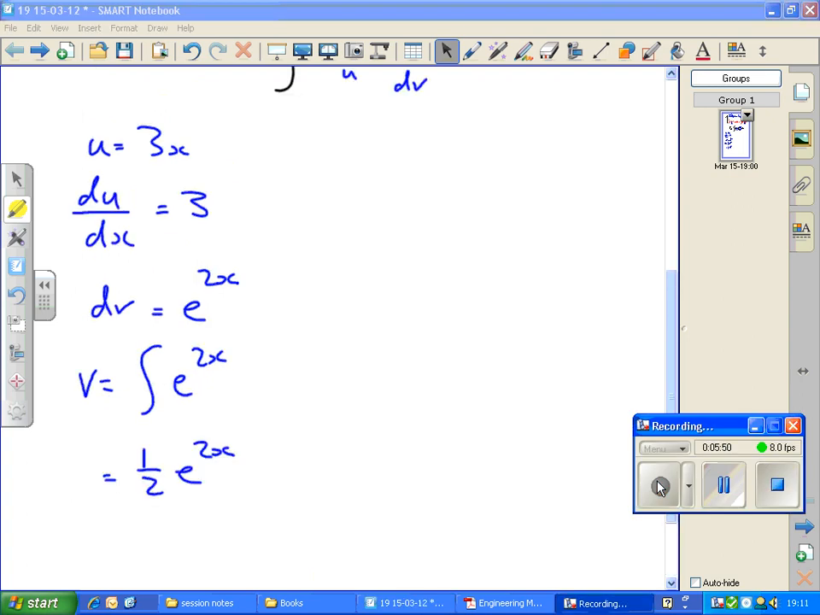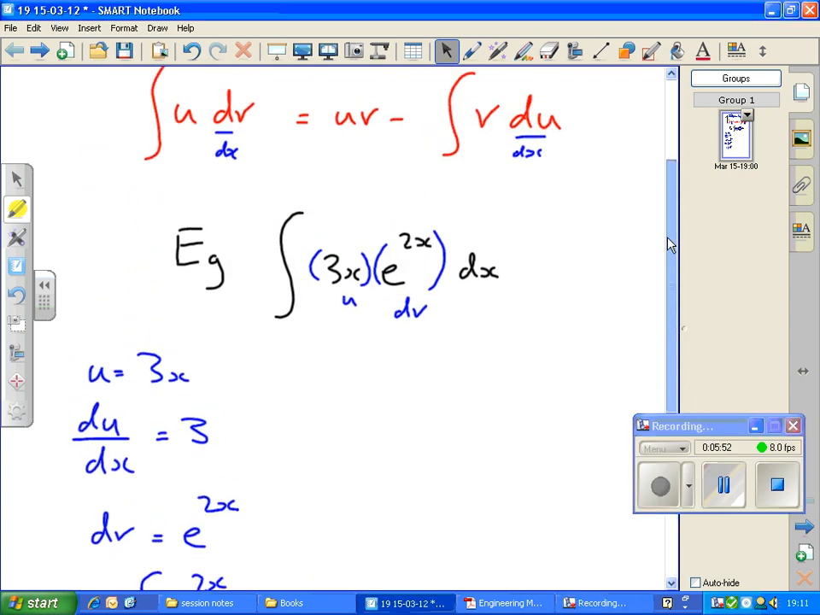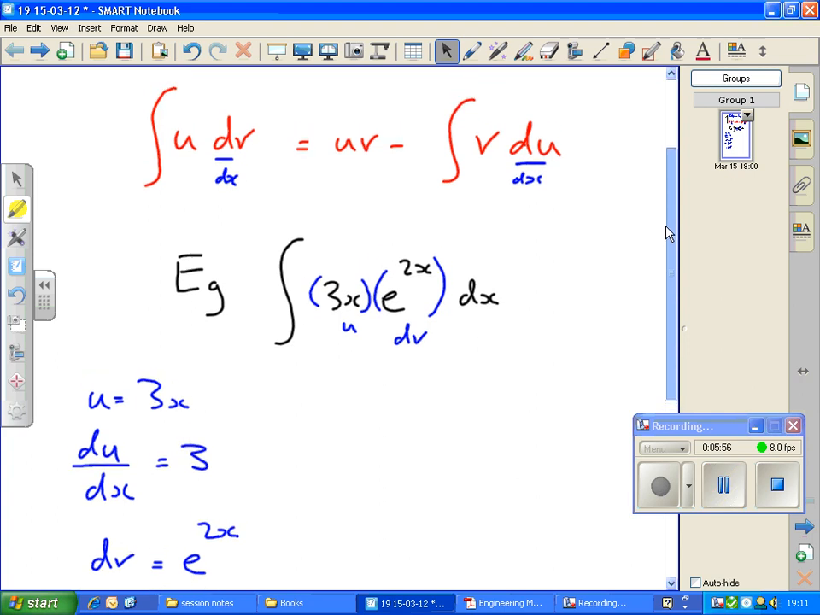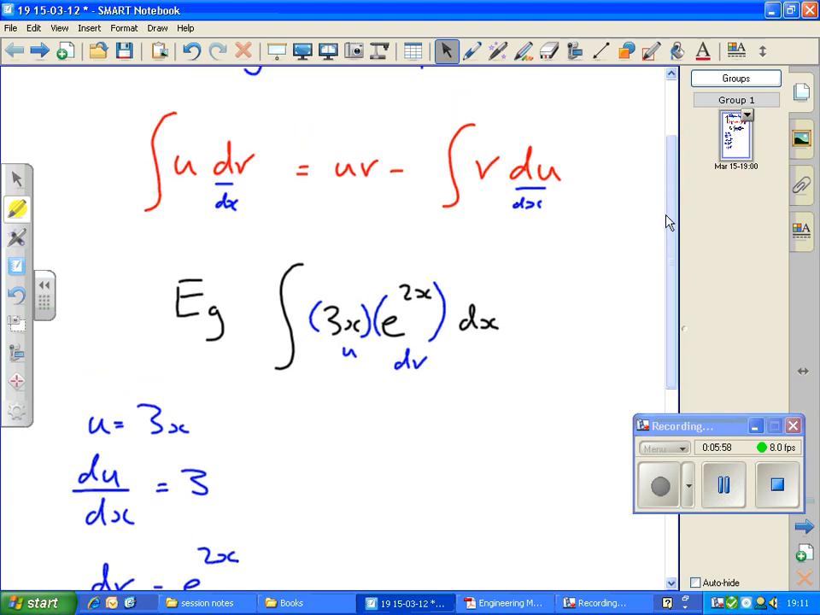Okay, so let's just recap. What do I do? The process is the same every time. I decide to let one bit be u and the other bit be dv. And which bit is which is important and comes with practice. So I'm going to let u equal 3x. Why do I let u equal 3x? Because I need to differentiate u, and that means the x is gone.